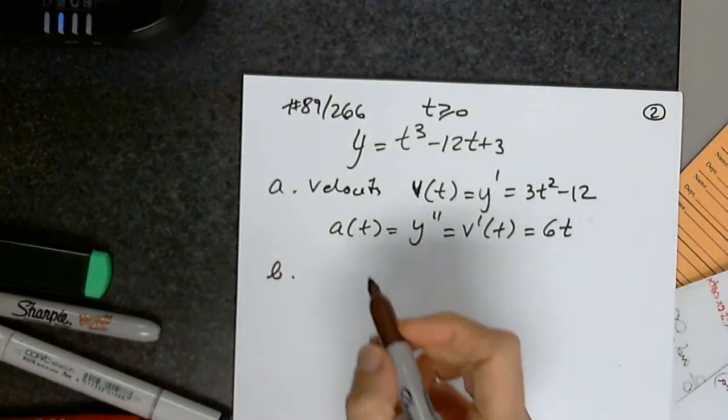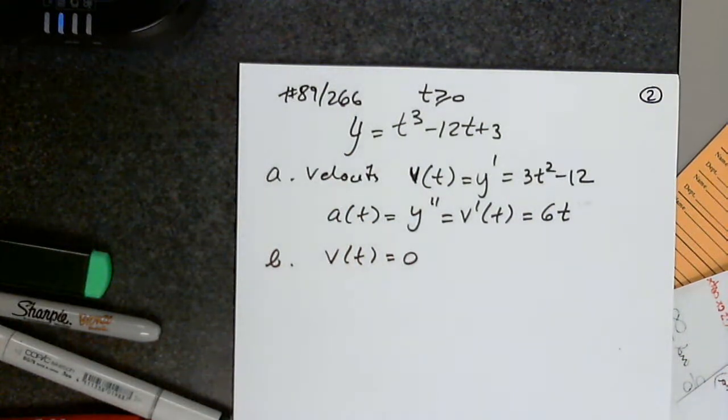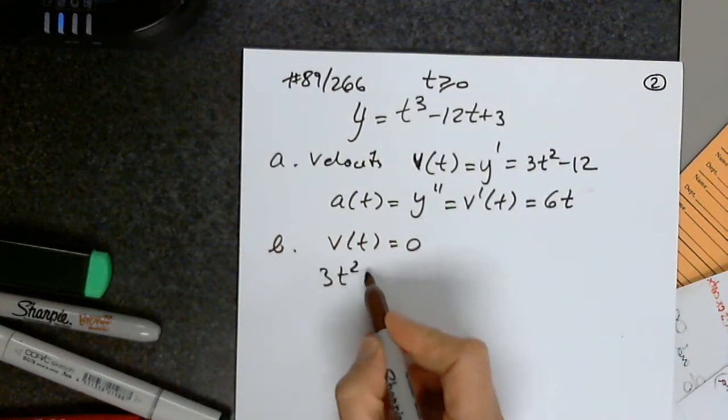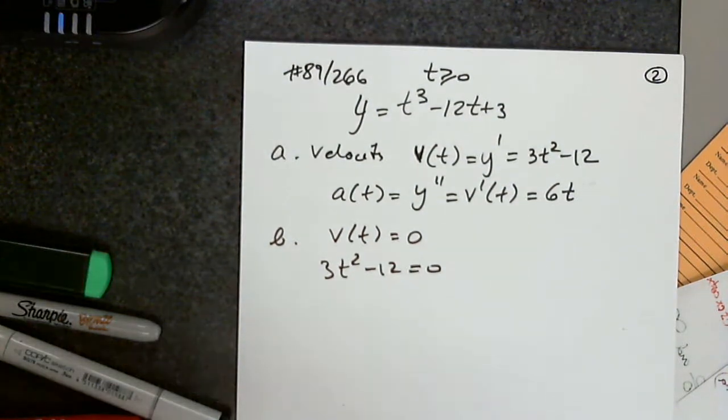So first I will set v of t equal to 0 because I need to know when the particle is at rest. I completely agree with that. So then I have 3t squared minus 12 equals 0. Perfect. What will I have to do first?